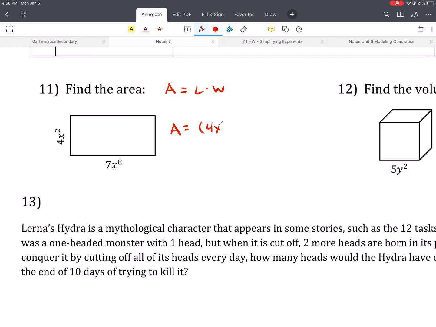So A here is just what we multiply these together. So 4x squared by 7x to the 8th. Okay? Actually, don't even need those parentheses if you don't like those. Just do a multiplication sign like that. All right, and then we're just going to do the same thing we did before. So 4 times 7, and then we do times x squared, x to the 2 plus 8, and we'd get 28x to the 10. And that would be your area.